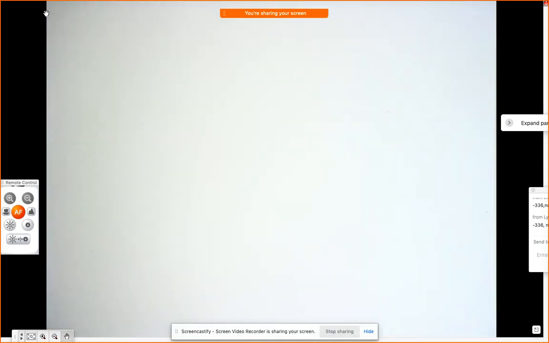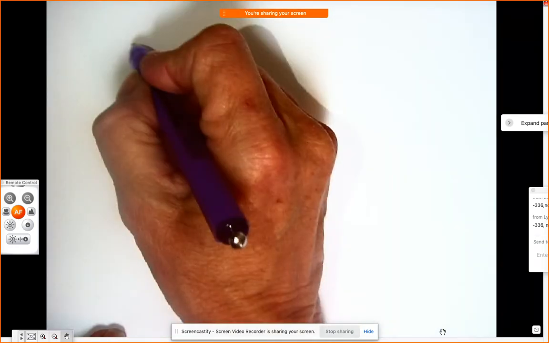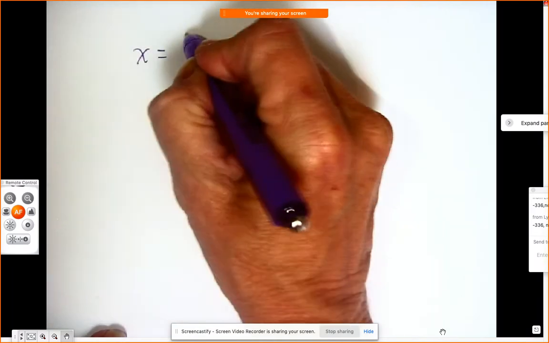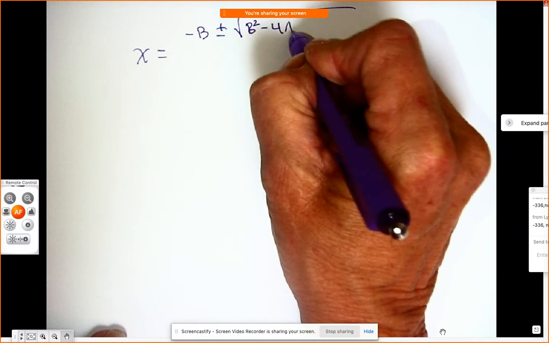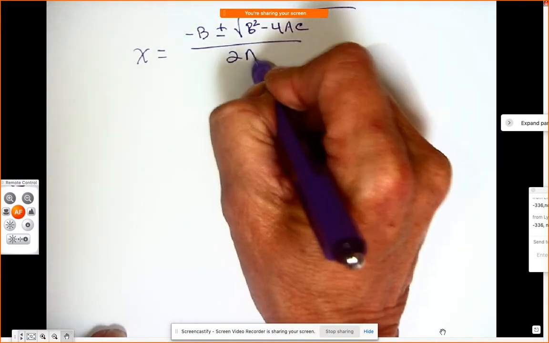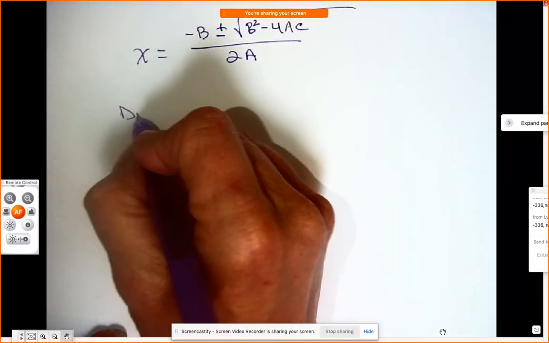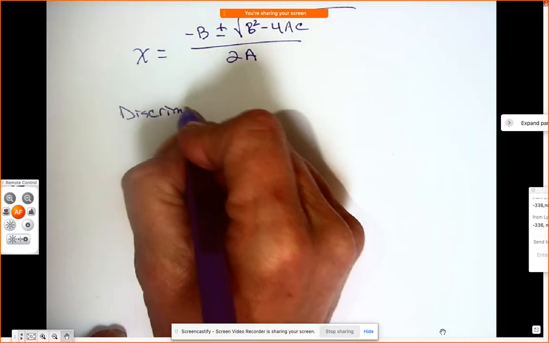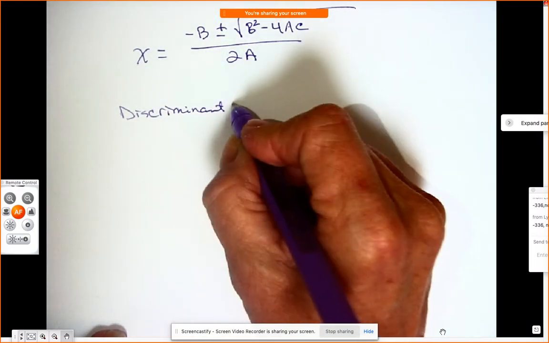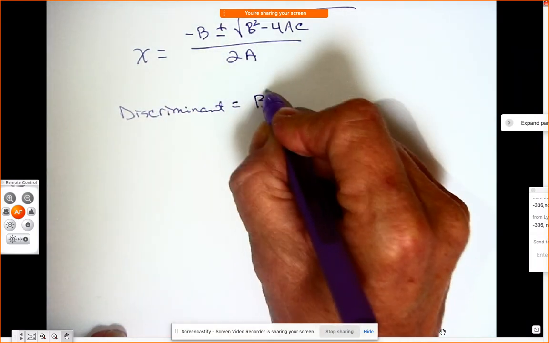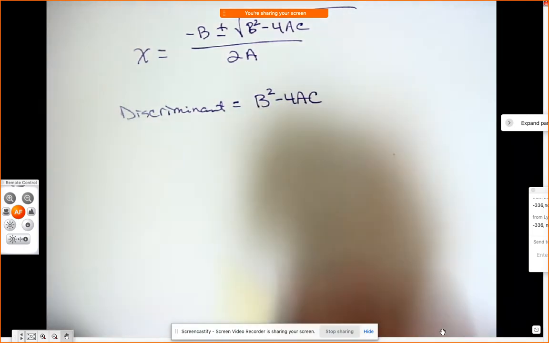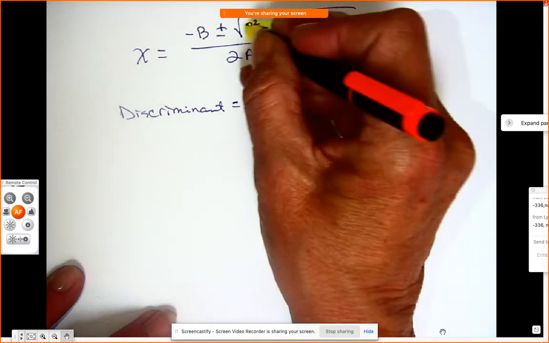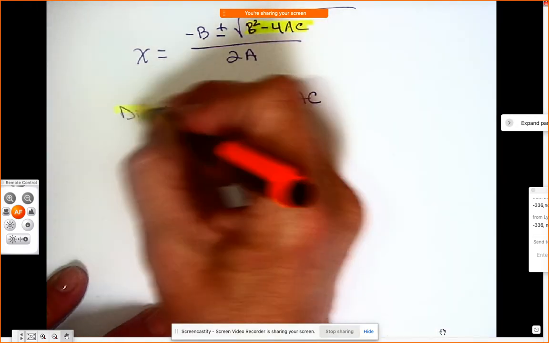Okay, so first I want to make sure we write down the rules of the discriminant. I'm going to write the quadratic formula: x equals the opposite of b, plus or minus the square root of b squared minus 4ac, divided by 2a. The discriminant is the b squared minus 4ac. It's the number under the square root, the value that's under here. And it tells us something.